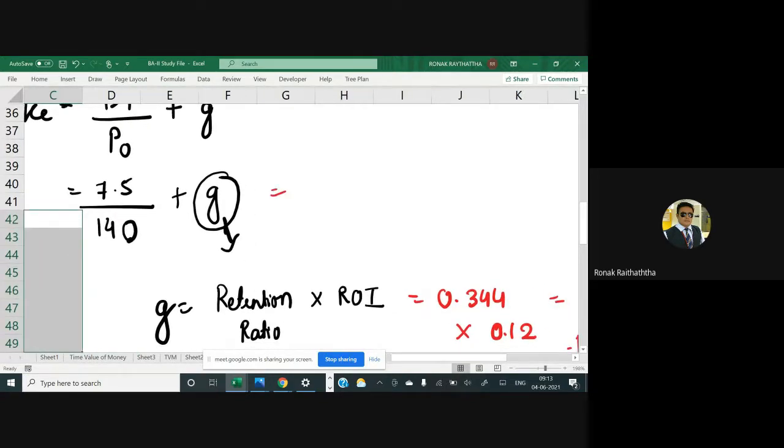So G equal to, first of all, let's just solve this 7.5 divided by 140. What do we get there?